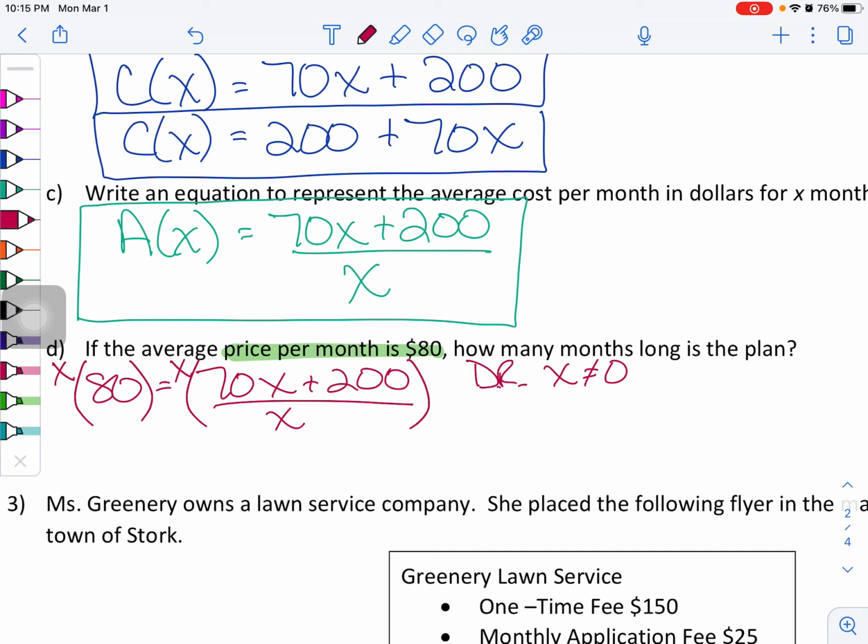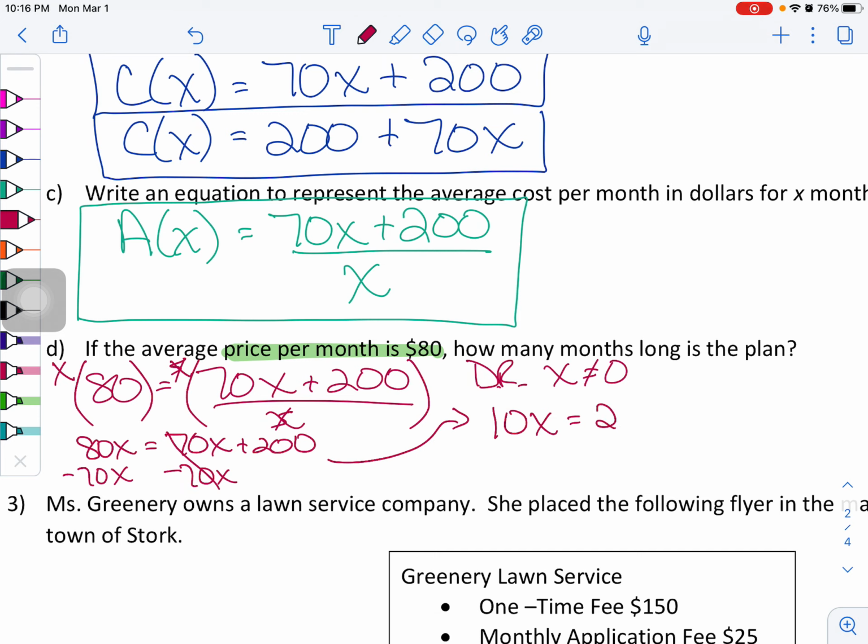Not too much space down here to show my work. So let's see what I can do. I'm going to use my LCD of X. So 80X is equal to, the LCD and the denominator completely cancel. So they're gone. So that leaves me 70X plus 200. I'm going to subtract 70X from both sides. Of course, I have run out of room. I write too big for these pages, and I make the pages.